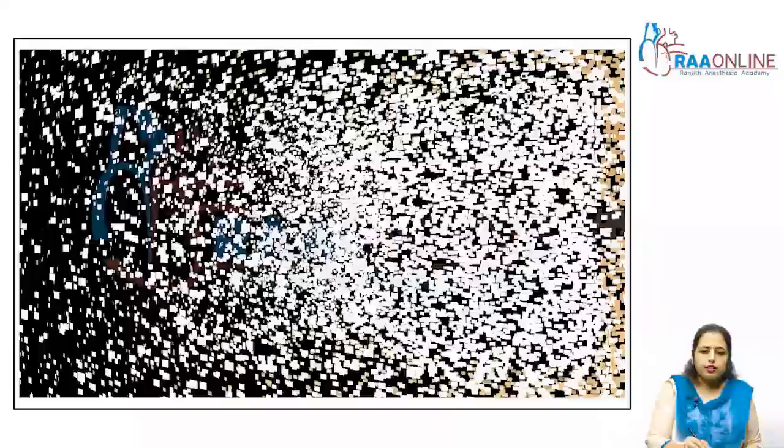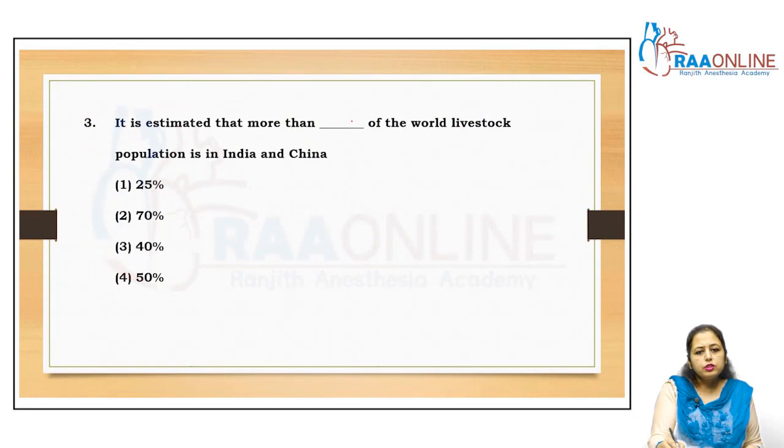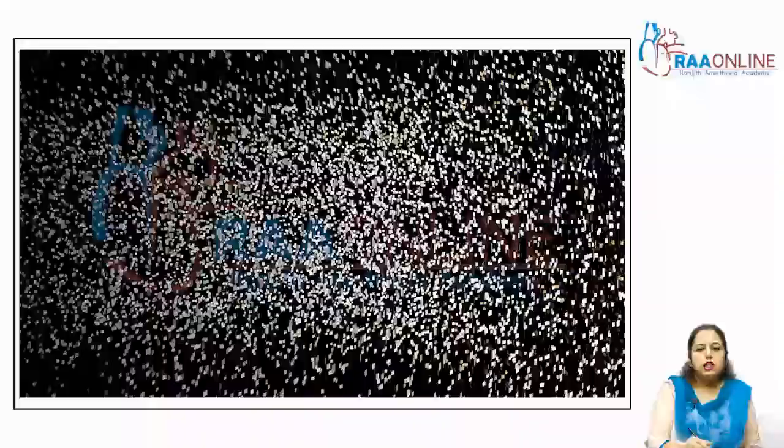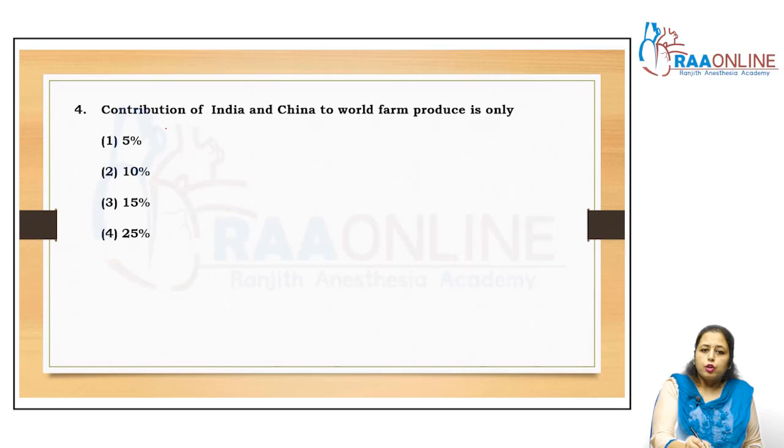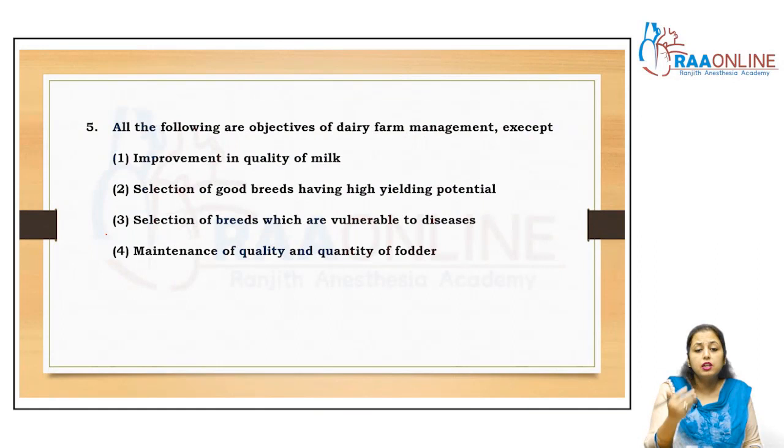Now come to the next question, right? It is estimated that more than dash of the world's livestock population is in India and China. That is, more than 70% of the world's livestock population is present in India and China actually. That is the exact line of NCERT, right? Now come to the next question. Contribution of India and China to world farm produce is only 5%, no, 10%, no, 15%, no, 25%, right? The contribution of India and China to world farm produce is only 25%. These are the questions which you have to learn directly, right?